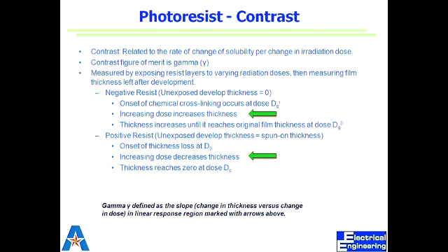There's a figure of merit. It's called gamma, and it's measured experimentally by having different layers, different thicknesses of layers, and looking at how the dose changes those thicknesses. So what we do is we expose a certain thickness to a certain dose, and after that exposure, we see how much is left behind, how much has not been exposed.